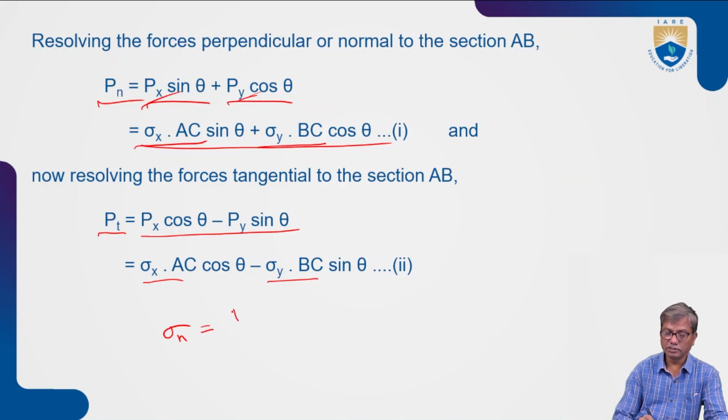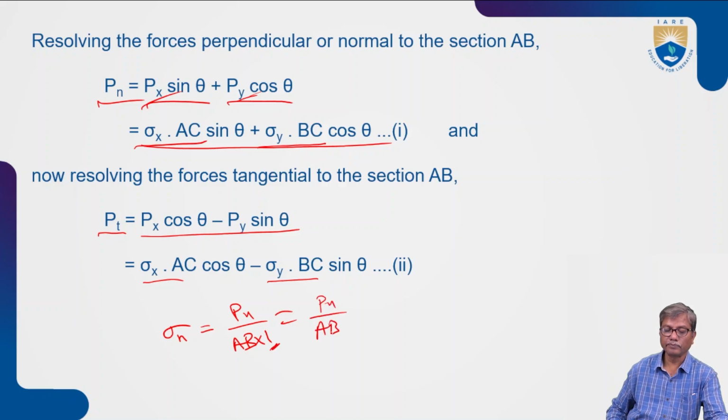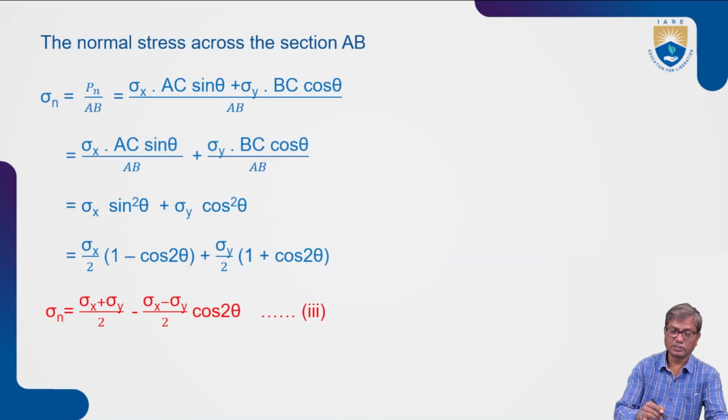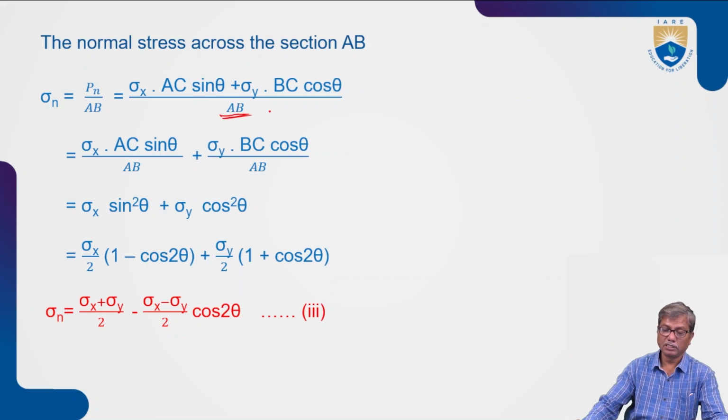So sigma n is Pn by area AB into 1. Here also the perpendicular dimension is 1 unit. So Pn by AB. Okay, so this divided by AB. Understand? Sigma x AC sin theta plus sigma y BC cos theta divided by area AB.